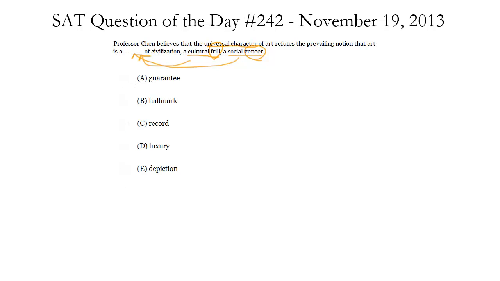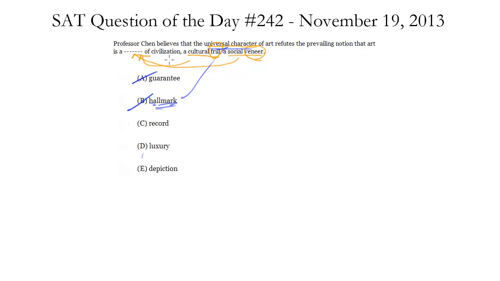So a guarantee, is it a guarantee of civilization? Well, that sounds kind of fancy and sounds kind of right, but does it mean something superficial or unnecessary? No. A hallmark of civilization? Well, he might think it would be because of the universal character, but he's not opposing the universal character to a hallmark, right? This would fit better with what he actually believes with the universal character. Something that's a hallmark of civilization is not superficial, it's not unnecessary. So for that reason, we can get rid of B.